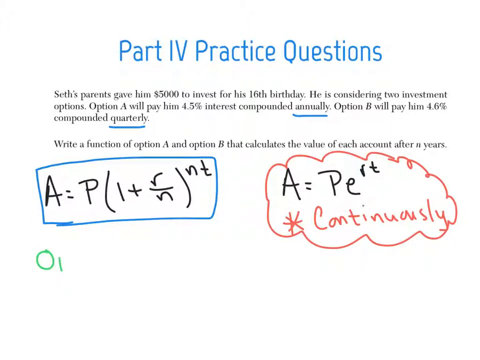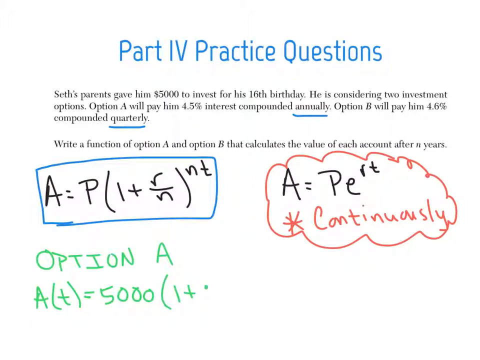So we'll label this option A, and we'll say A of t is equal to 5,000, and then in parentheses 1 plus, I'm going to move that decimal twice, so 0.045. Now it's compounded annually, so that's only once per year, and that would be raised to the 1t power. And of course those ones are strictly optional, and you don't have to put those in there by any stretch.